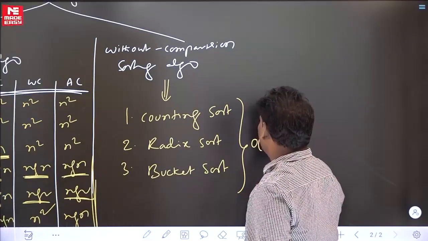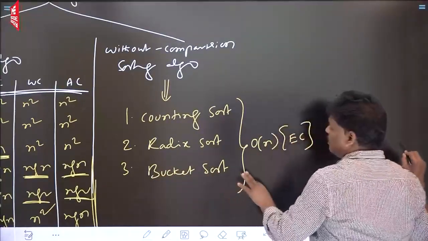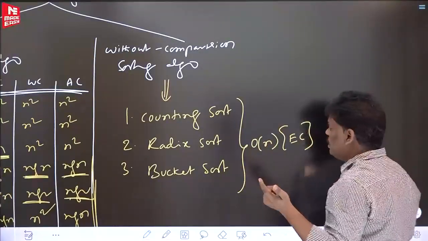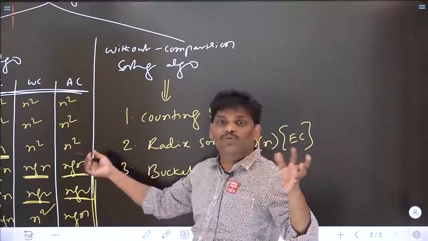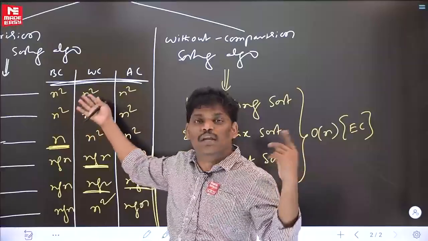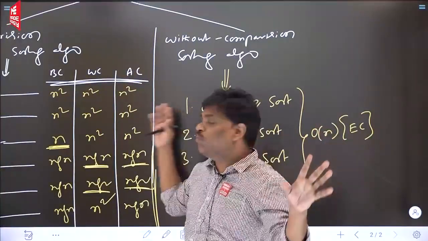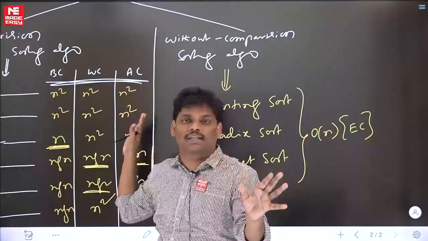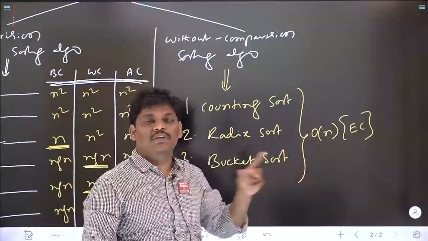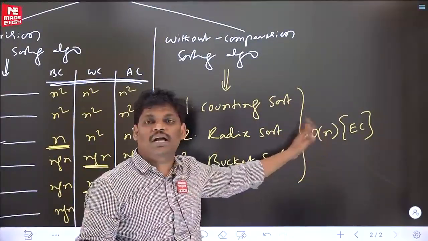These three algorithms will take order of n time to sort the array, in every case. But some people ask: if every case is n, then why did you spoil our life with n square and n log n for comparison sorts? Try to remember, these three take time complexity order of n in every case, with some conditions.